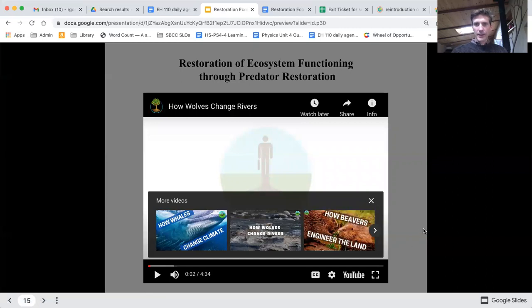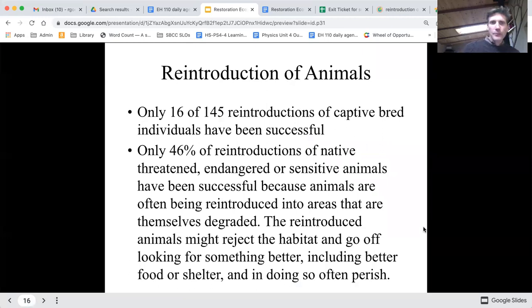I'm going to go to the next slide. There we go. So in general, it's not very successful to try to reintroduce animals. Only about 16 of 145 reintroductions of captive bred individuals have been successful. And of the reintroductions of native, threatened, endangered, or sensitive animals, only 46% have been successful.